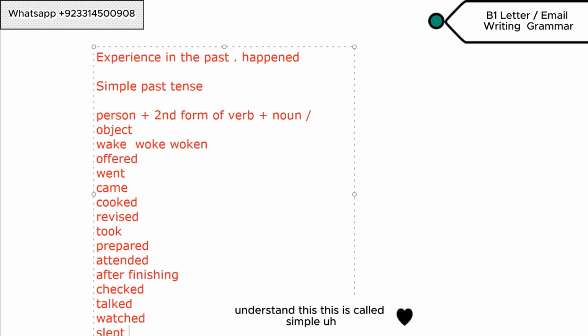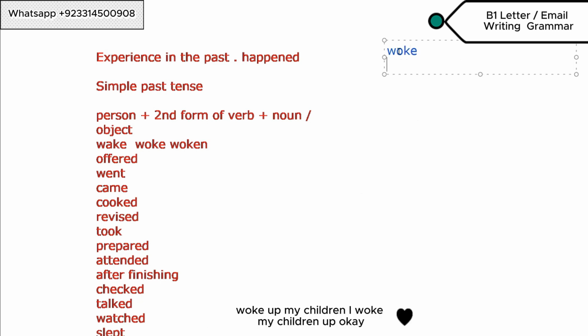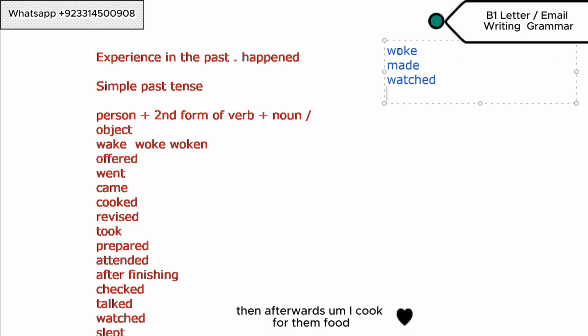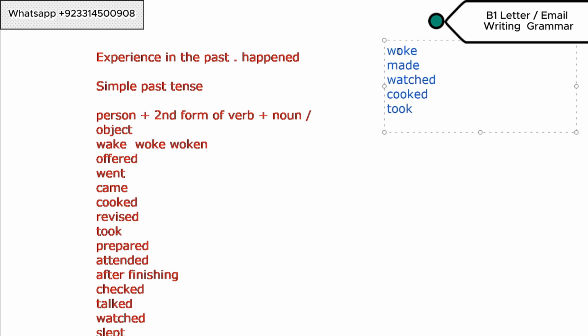So understand this. This is called simple past tense. And usually, even if you write in this, nobody is going to tell you that your answer is wrong. Sumaiya, please tell me, what did you do yesterday? Yesterday, I woke at 4, and then I offered the salah, and then I made breakfast for my husband, and then I woke my children up. After that, I watched TV. Then afterwards, I cook for them the food. Then I took a bath. Then I offered a prayer. Then I watched TV.